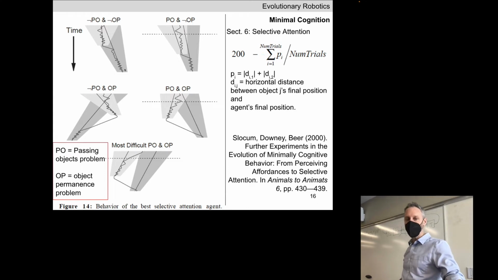Well done, robot. Okay. Let's play the same evolved C tier and N a third time. Now we're going to look at the inverse environment. In this case, no passing object problem. The object that's closer is going to hit the ground first. But now we're introducing the object permanence problem. The robot, if it wants to succeed at this task, cannot keep both objects in view at all times. What does the robot do in this case?